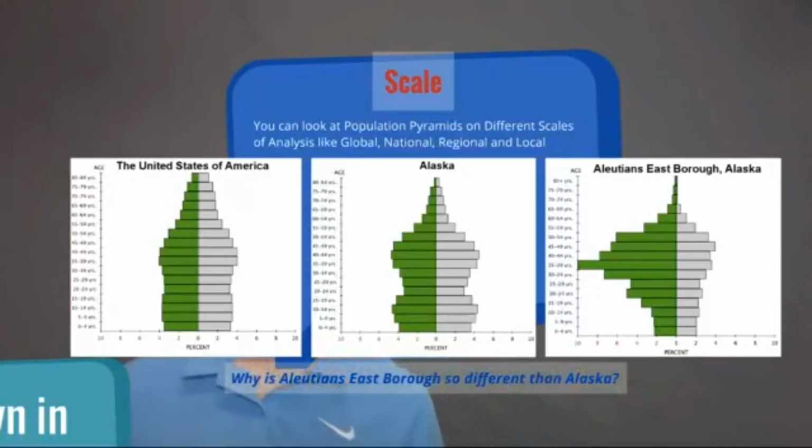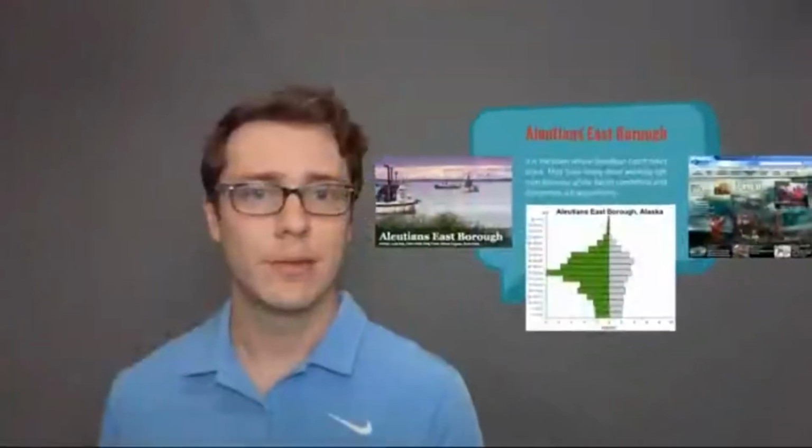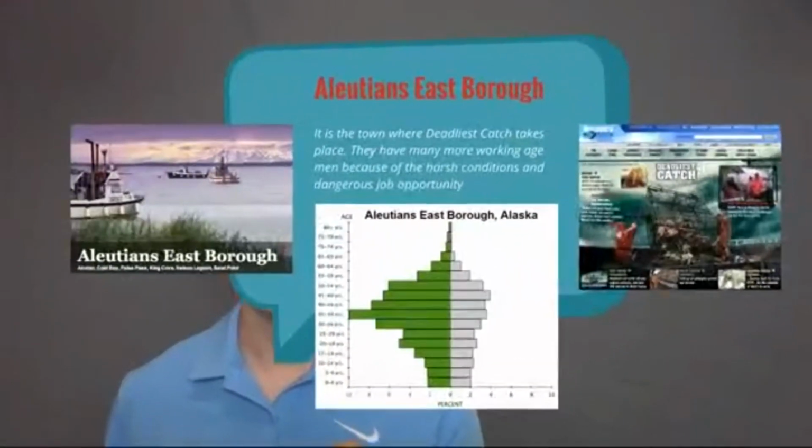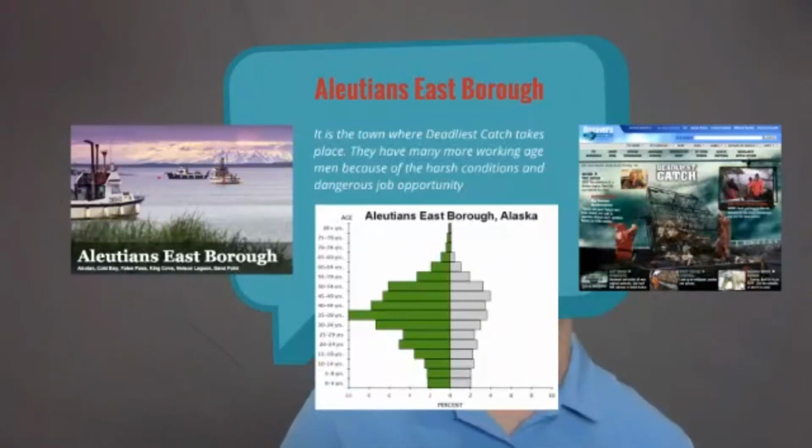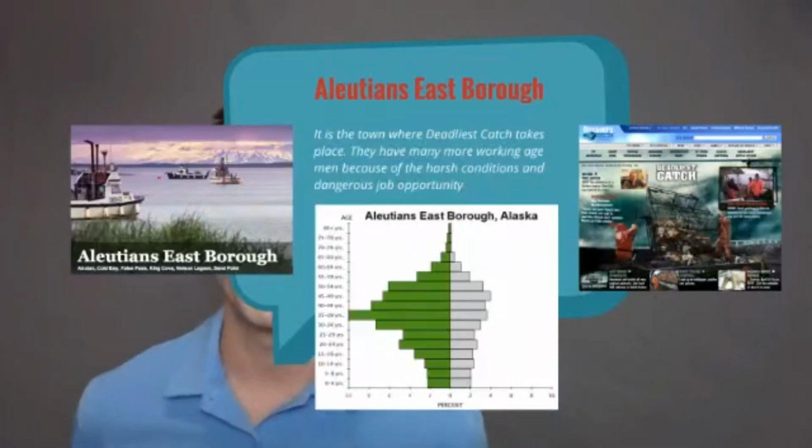So I want you to try to make a prediction before I switch to the next slide. Why is this area different than the rest of the state of Alaska? And the answer, if you've ever seen the show, is that Deadliest Catch is set in this city. It's because that is where most of the people go for crab fishing. So in this town, more people go for the harsh conditions because you can make a lot of money, but it's a really hard place to live. So it typically attracts people in those middle-aged male years to be guest workers in that part of Alaska.